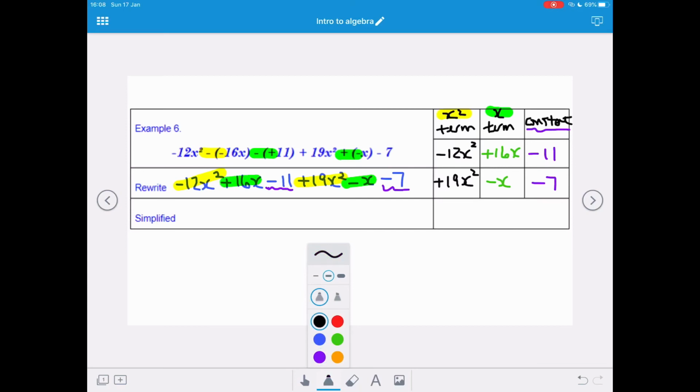So minus 12x squared plus 19x squared gives us 7x squared, plus 16x take away x gives us plus 15x, and minus 11 minus 7 gives us negative 18. So our simplified expression is 7x squared plus 15x subtract 18.